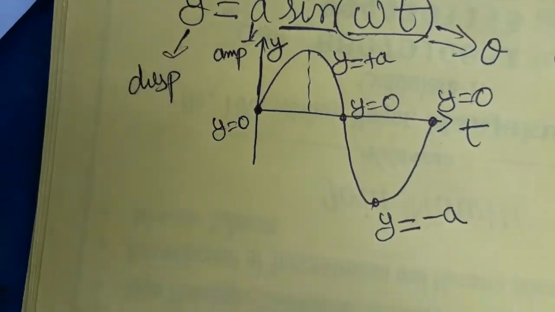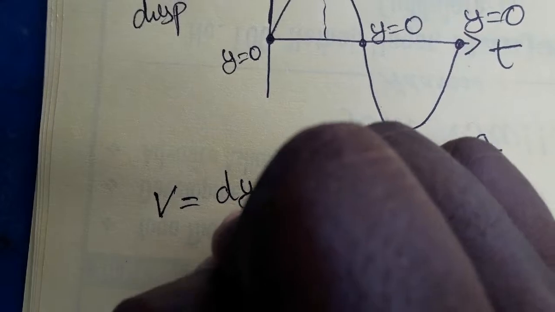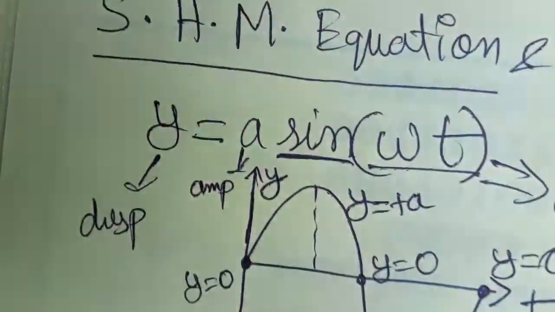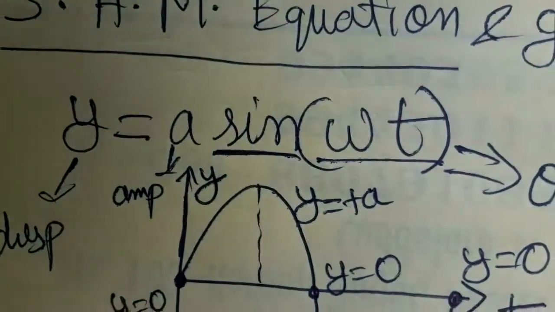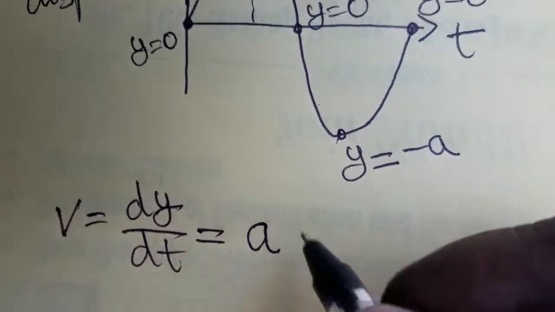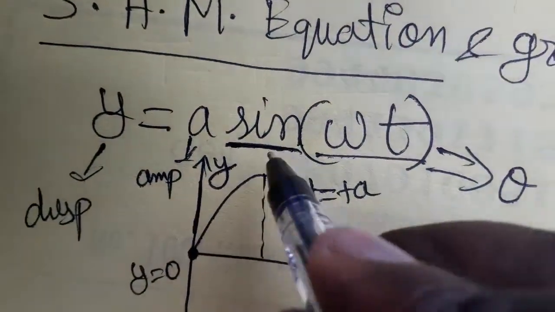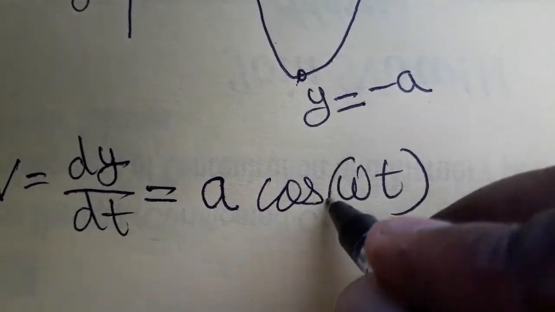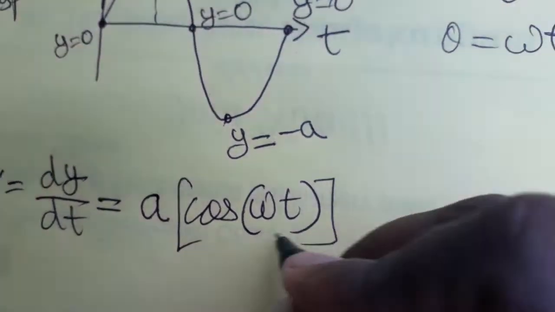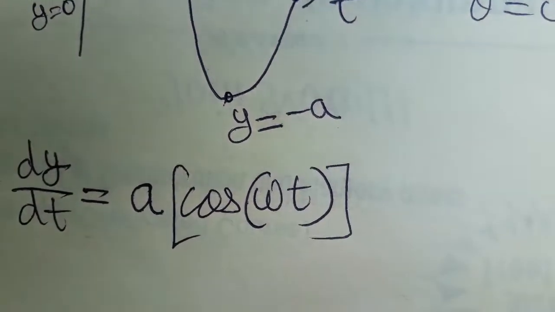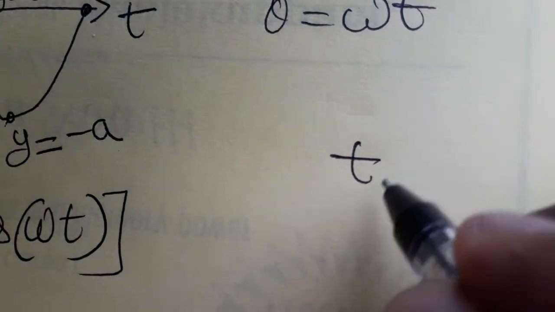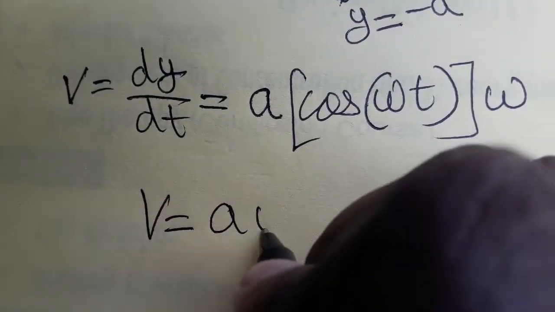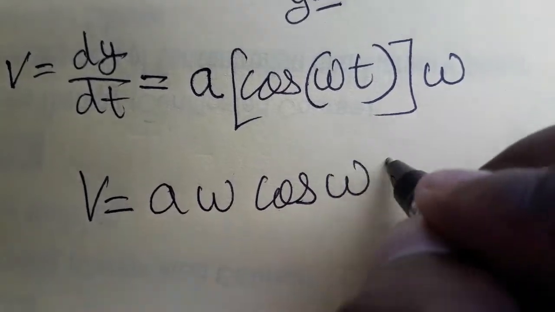What is velocity? Velocity is equal to dy by dt. Displacement with respect to time will give velocity. Differentiating this equation will give velocity. How can we differentiate this equation? Amplitude A is taken as a constant. Sine theta differentiation will be cos theta, and theta is omega t here. Again, omega t differentiated with respect to t, because t is the variable, will give 1, so we'll get only omega. So v is equal to A omega cos omega t.